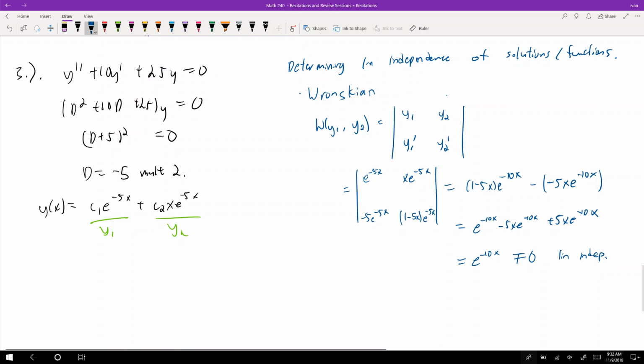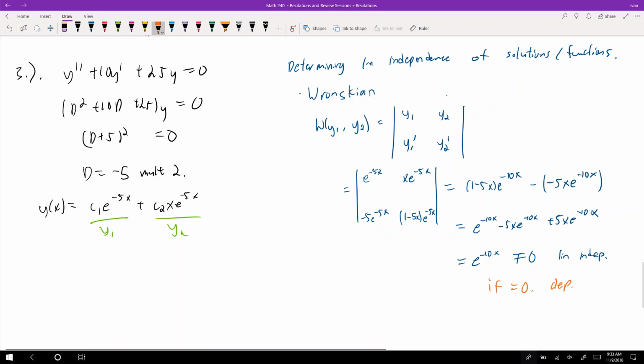If it is 0, and let me use a different color here, if this were 0, then it would be dependent. And I think it has to be 0 everywhere, so literally that determinant would have to be 0. It's not like you can choose a point to get 0, because your determinant is a function of x.